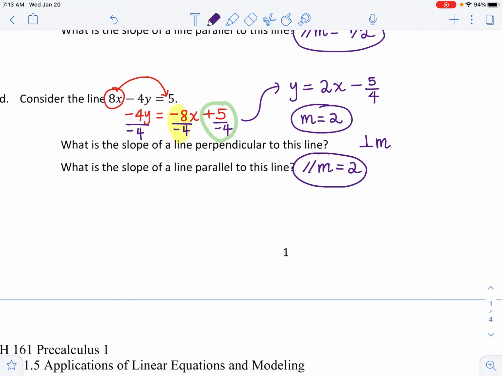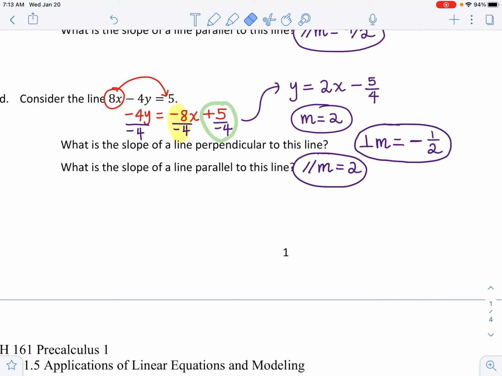Perpendicular slope should be opposite in sign. So not positive, but negative. And you see, 2 can be made into a fraction by writing it as 2 over 1. So the reciprocal, if we flip that, should be 1/2. So the perpendicular slope is negative 1/2.